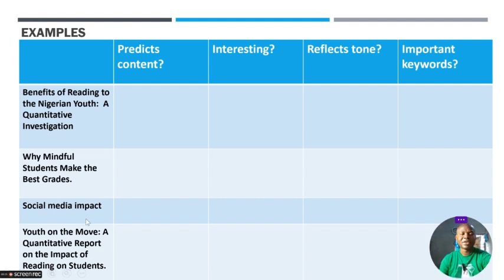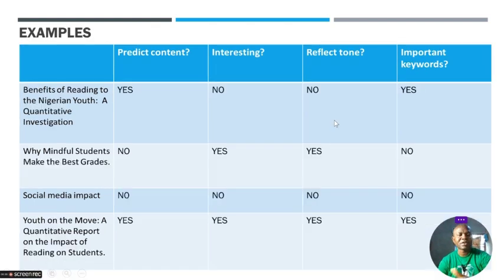Now, I decided to put this here so that I can use it as a guide to know if a research topic predicts content, if it is interesting, if it reflects the needed tone, or contains the important keywords. So the next line tells us the assessment of these individual topics. The first one, of course, we can say it predicts content. The second one is not interesting. The third one, we can say it doesn't reflect the tone. That's for the first title. Now, the second title has a no for predicting content, and yes and no for interest, reflection of tone and important keywords.